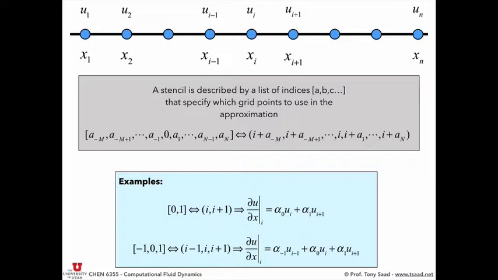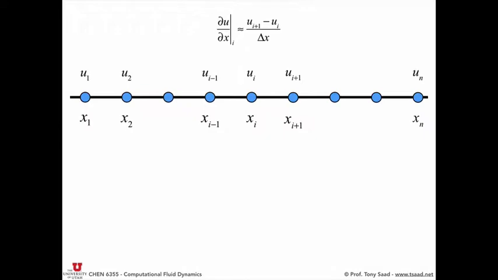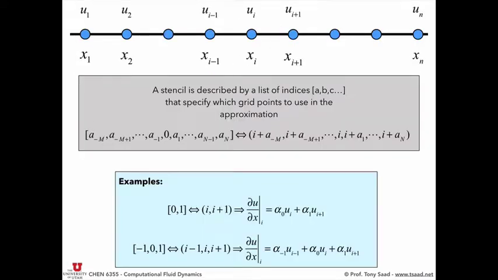So therefore, your derivative is going to look like some coefficient times ui plus some other coefficient times ui plus 1. So going back to this derivative, what is the stencil here? It's 0, 1. What is the coefficient for ui? Minus 1 over delta x. The coefficient for ui plus 1 is 1 over delta x. So these are these coefficients.